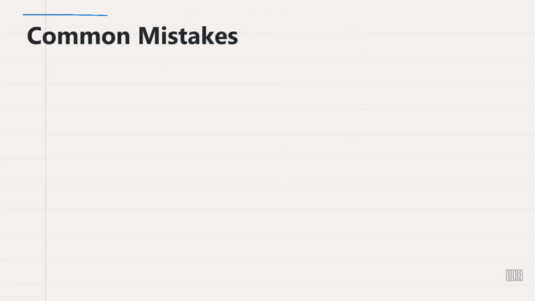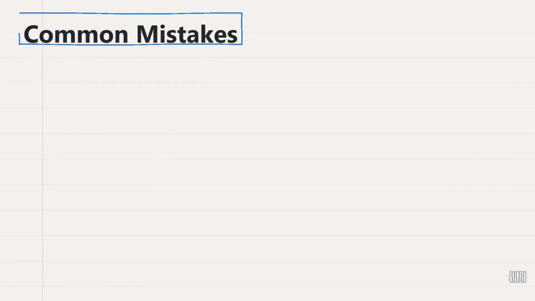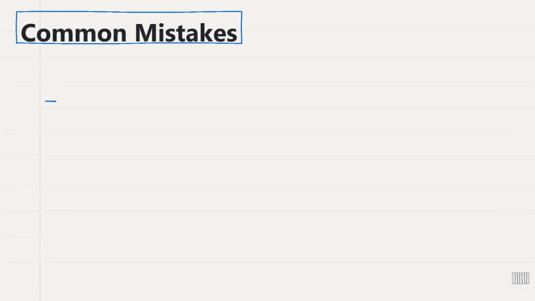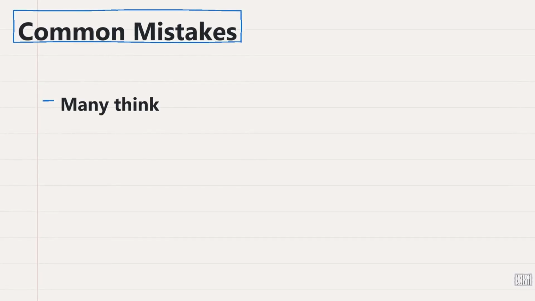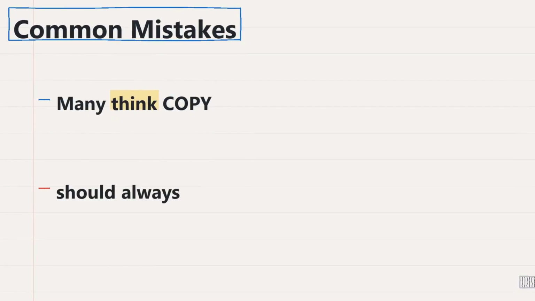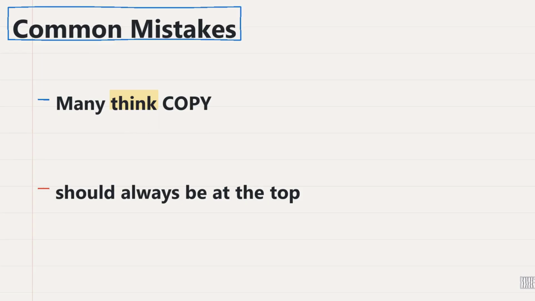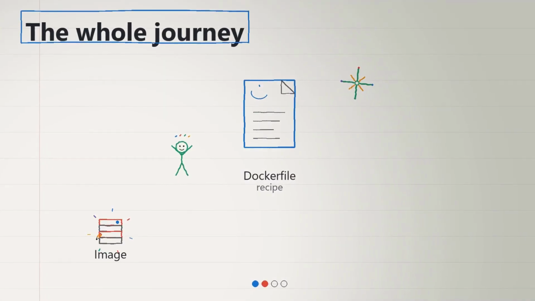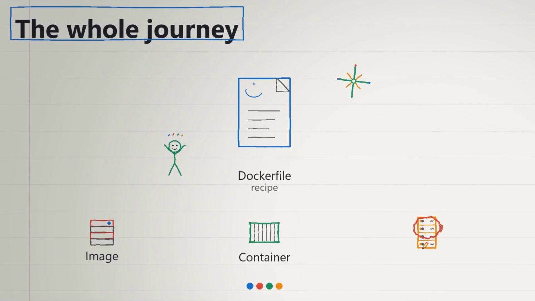Many think COPY . . should always be at the top. This is wrong. Place COPY instructions for stable files, like package.json or requirements.txt, higher up. Place COPY for frequently changing application code lower. This maximizes cache hits for expensive dependency installs. Order your Dockerfile instructions from least to most frequently changing to maximize layer cache reuse.